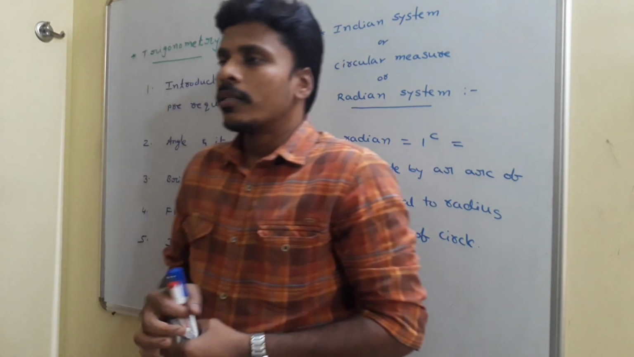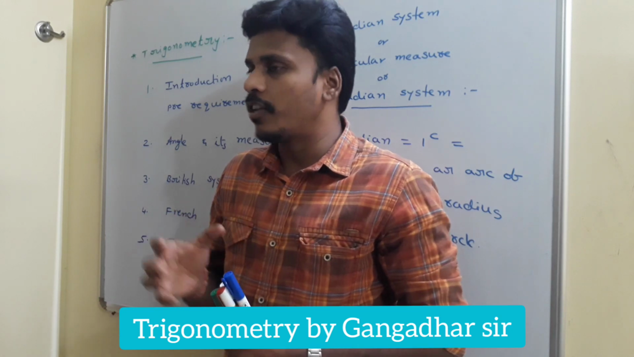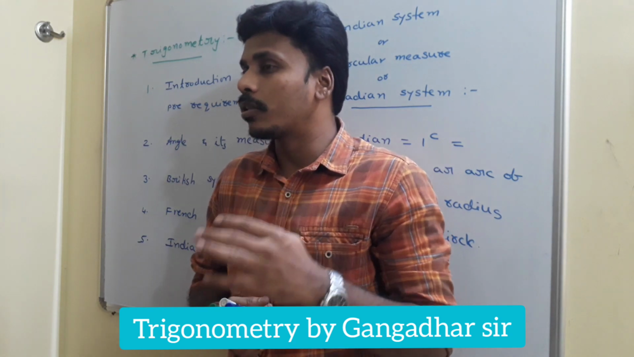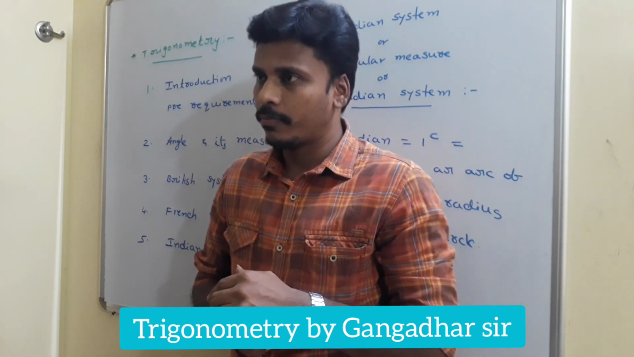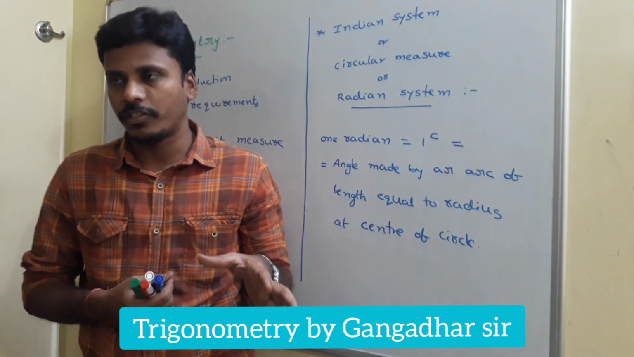And then we started with the angle. The second point is about the angle and its definition, and its measure. We discussed everything about that, right? And coming to the third one, it is about the British system. In yesterday's class, we discussed the British system as well as the French system.